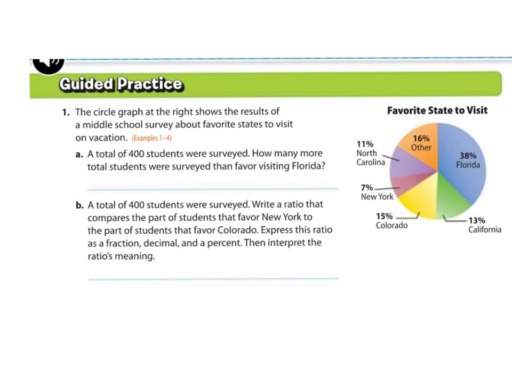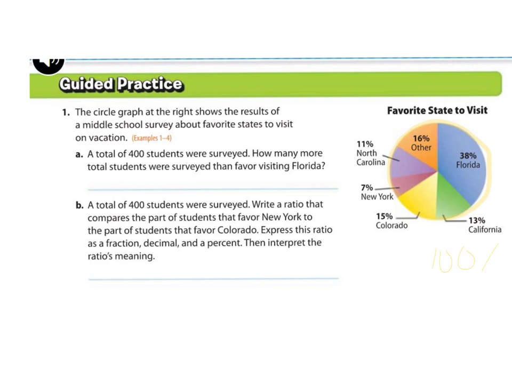Today we're going to be doing circle graphs. The first thing we're going to do is look at our circle itself and see what information is given to us. So when we look at this particular circle graph, we can see that we have favorite states to visit, and all circle graphs, when we trace the whole thing, it's going to be 100%. So circle graphs are always out of 100%.